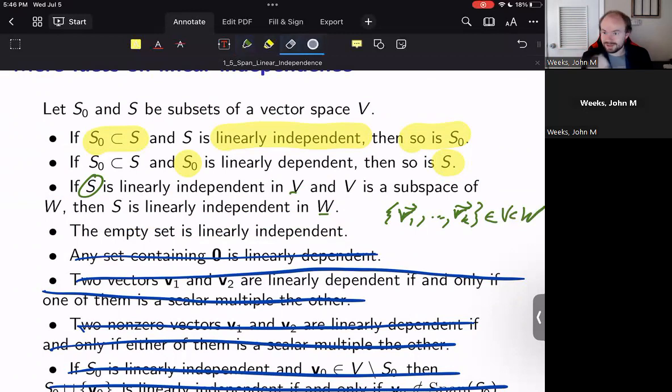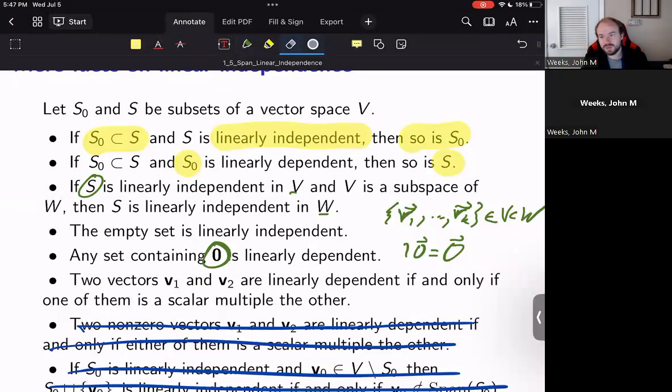The empty set is linearly independent. It's winning on both sides. In fact, any set containing 0, however, is linearly dependent. Why is that? I can write a linear dependence relationship that equals 0 for any set that contains 0. If 0 is inside of my set that I wish to show is linearly dependent, 1 times the 0 vector is 0. That's a non-trivial solution to that equation. So that is a way to show you get a linear dependence relation from any set containing 0.